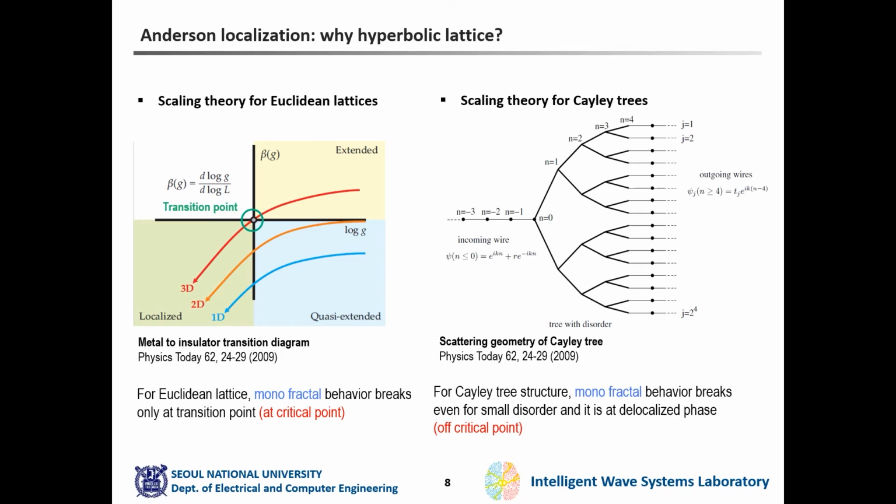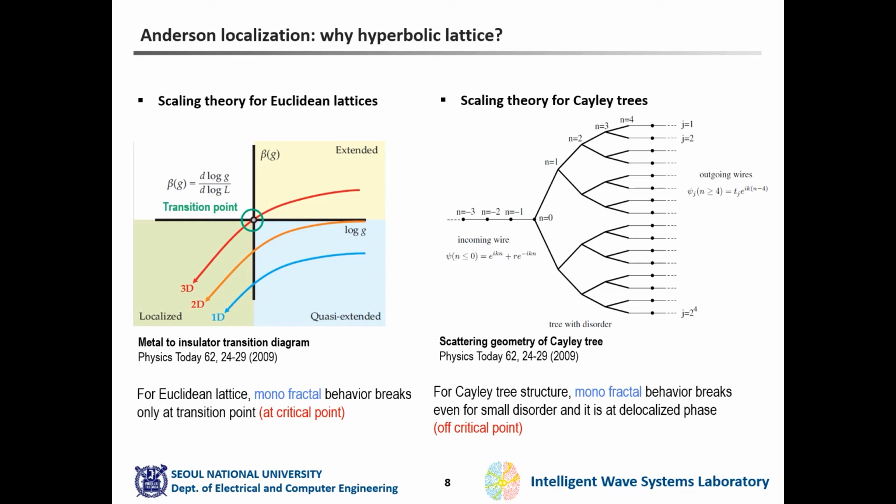Metal is the delocalized phase of material, and insulator is the localized phase of material. Their distinction can be made by applying scaling theory. Scaling theory is the theory of how system parameters such as conductance and mode size change as system scale is changed. G in the first figure denotes the conductance of the material, and beta denotes the exponent at which conductance changes with system scale. If beta is larger than 0, as system scale is increased, conductance increases, meaning it is metal.